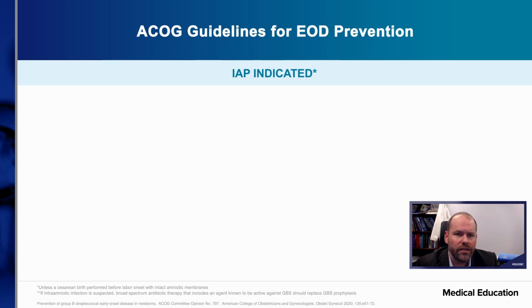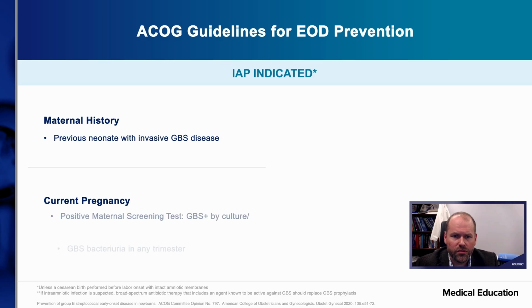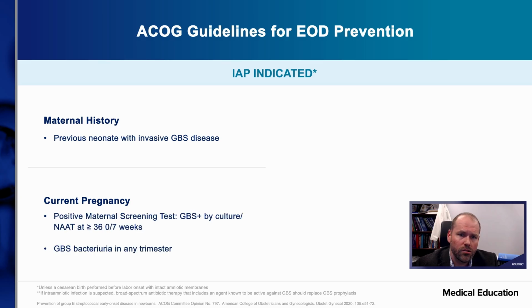One is the maternal history. If the mother has had a previous neonate with invasive GBS disease, IAP is indicated. In the current pregnancy, if there's a positive maternal screening test, so a group B strep positive by culture or by a molecular test at the greater than 36-week mark, IAP is indicated. So you have a positive GBS result in that window. Group B strep bacteriuria, so GBS bacteria in the mother's urine at any trimester, IAP is indicated because it can obviously be transmitted to the neonate.